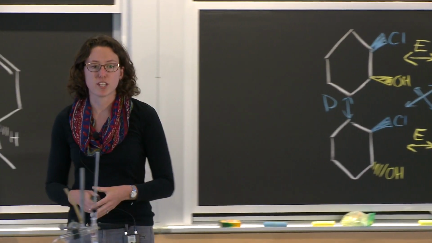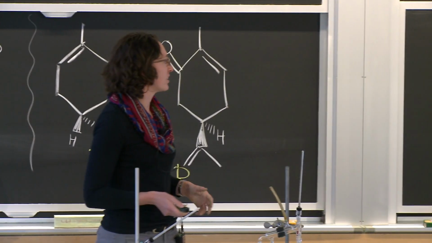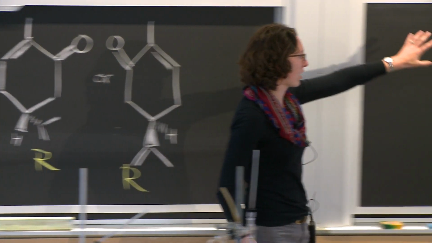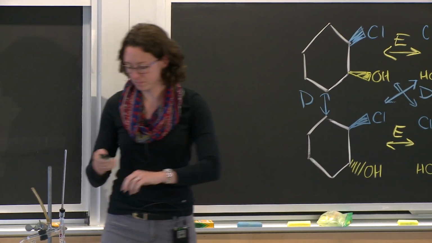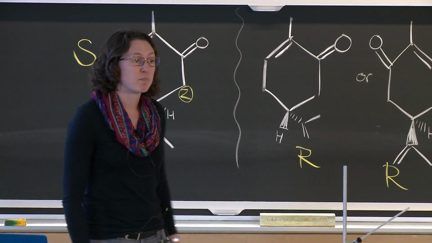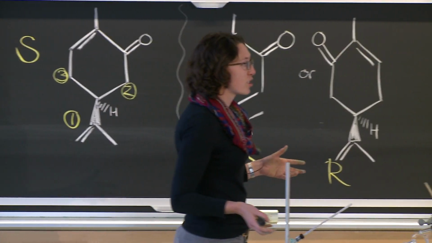So that's the terminology that we are going to be using when we talk about different molecules that have different numbers of chiral centers. If you have more than one chiral center, you can get all of these different relationships. This becomes important in biological systems.